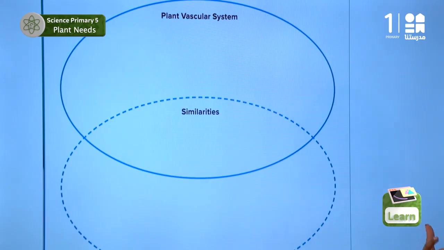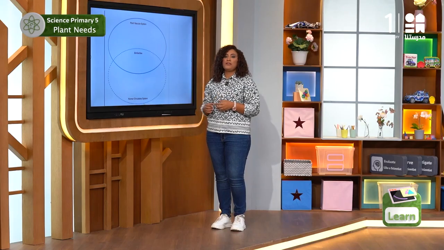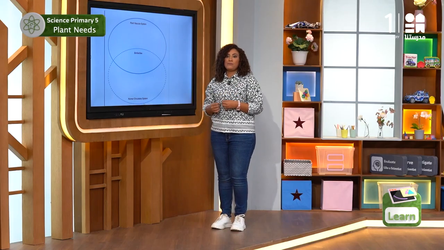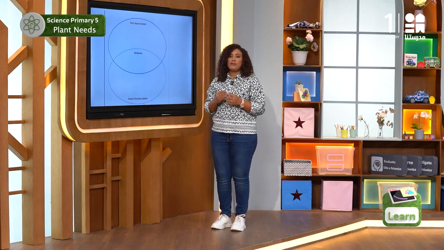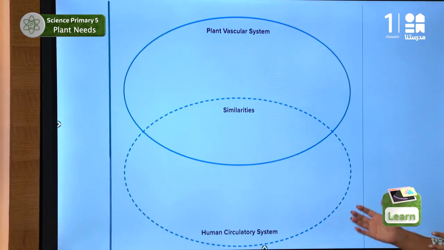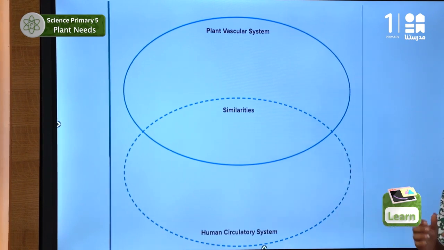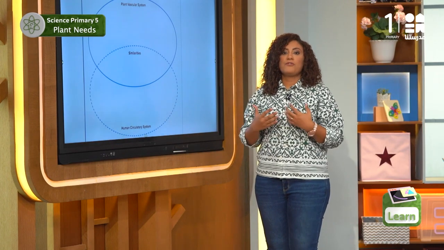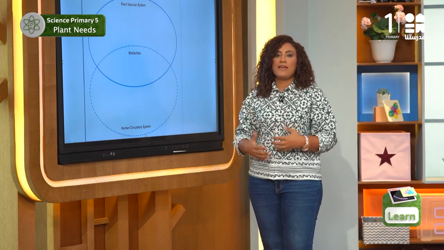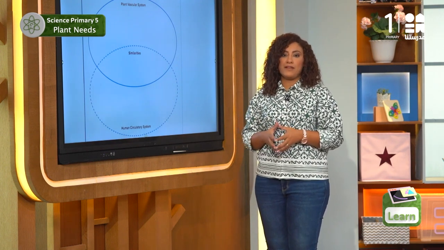We will record the similarities in the intersection between the two circles باستخدام مخطط شكل فن الموجود في الكتاب. المكان المشترك بين الدائرتين هنسجل فيه التشابهات. In these two parts, we will write the different traits between the human and the plant. I will show you an example for the first part of the text to make it easy for you to complete the rest.